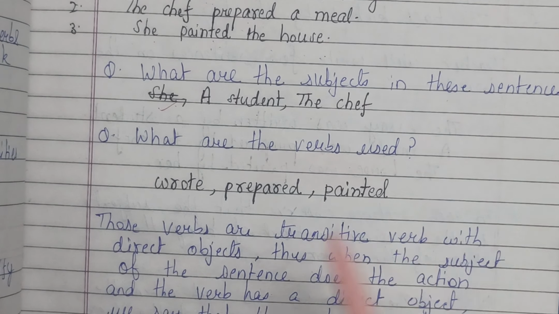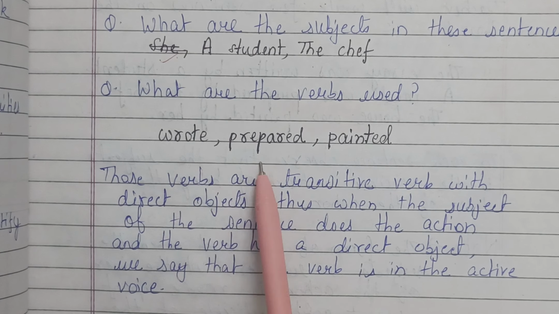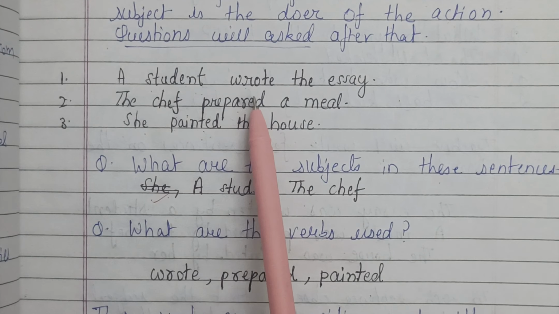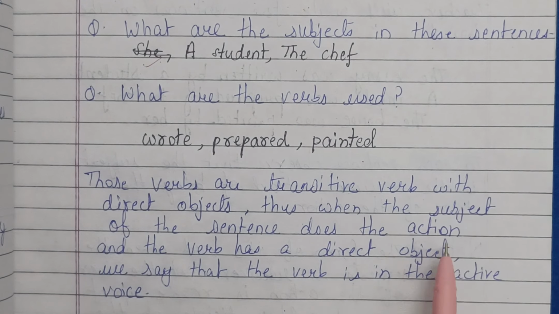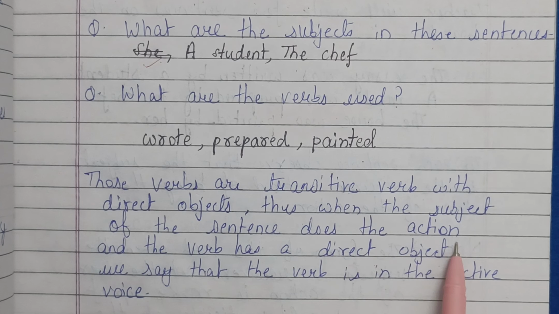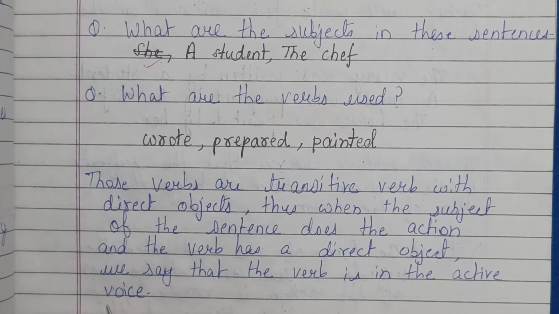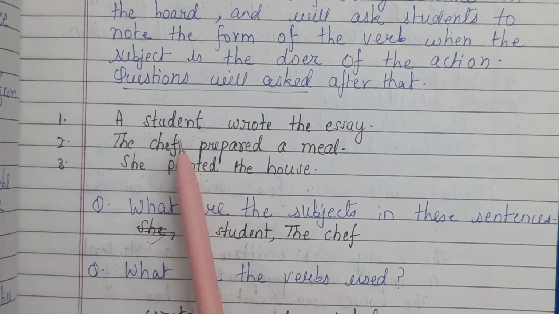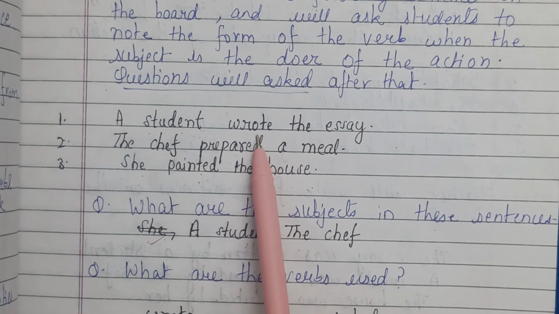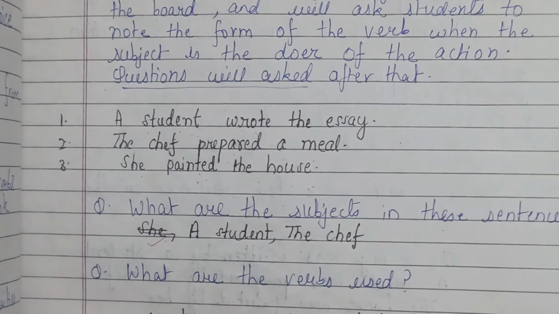After these questions, now you will tell that these verbs are transitive verbs. These verbs are transitive verbs with direct object. So thus when the subject of the sentence does the action and the verb has a direct object, we say that the verb is in the active voice. So you will explain that here the subject is the doer of the action and the verb has a direct object. So these are the active voice.